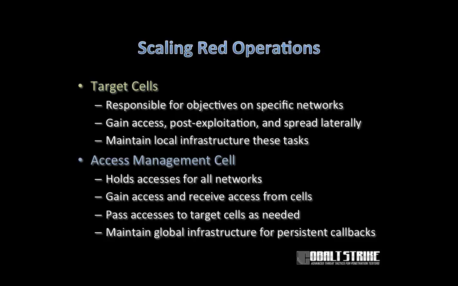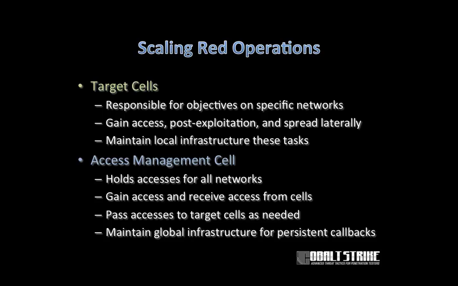To manage low and slow accesses across all of your targets over a long period of time, you want a global access management cell. The job of the global access management cell is to hold on to strategic accesses for all of your networks, okay, over a long period of time. This access management cell may try to gain its own access, but ideally it receives access from target cells.